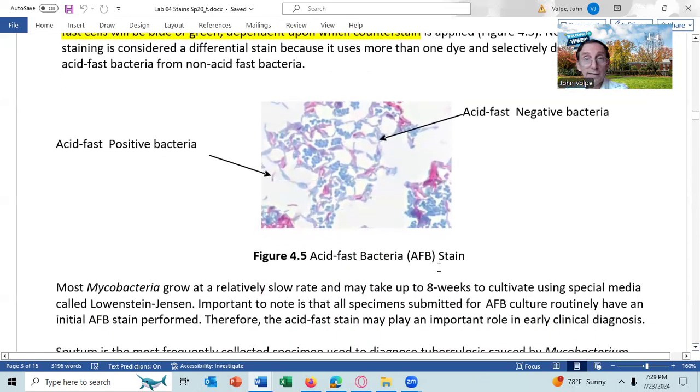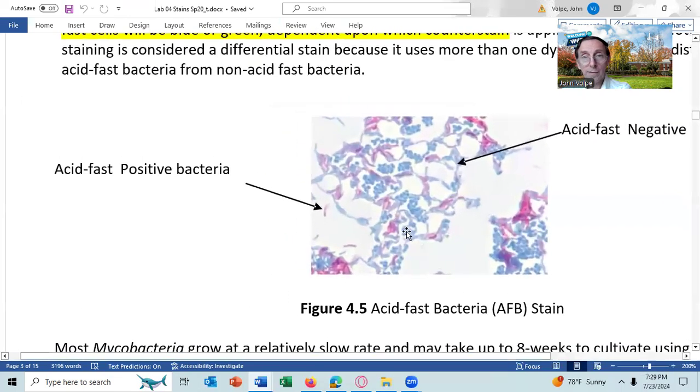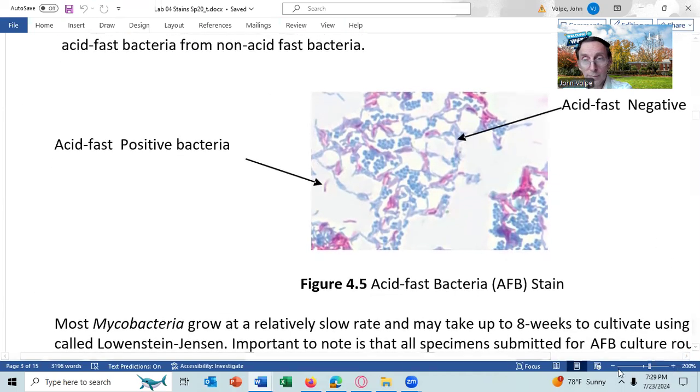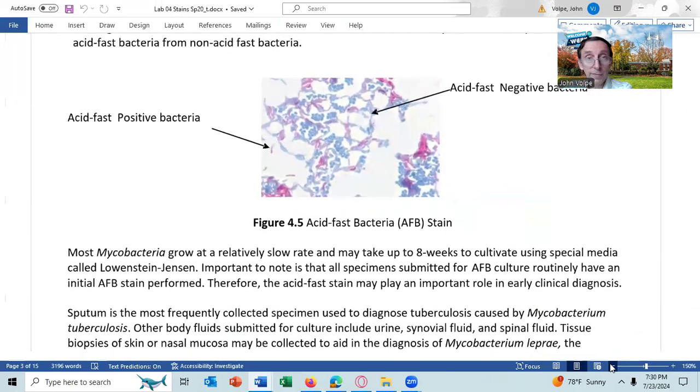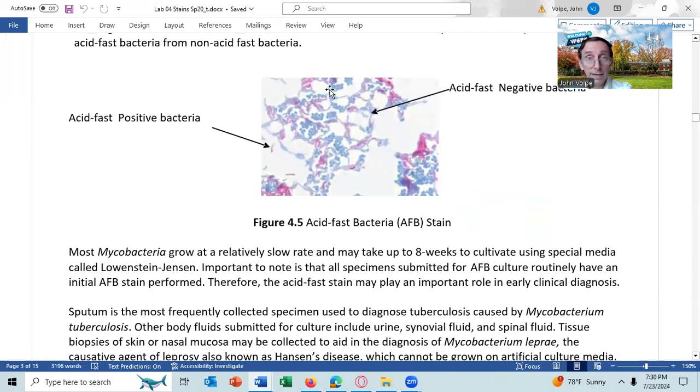So here's an acid-fast stain. Let me blow that up a little. The red cells are the acid-fast positive cells, Mycobacterium, and then the non-acid-fast cells, meaning the green cells, are not Mycobacteria. Any question about the acid-fast stain? So these are acid-fast staining negative, and then the red cells are the acid-fast staining positive cells.